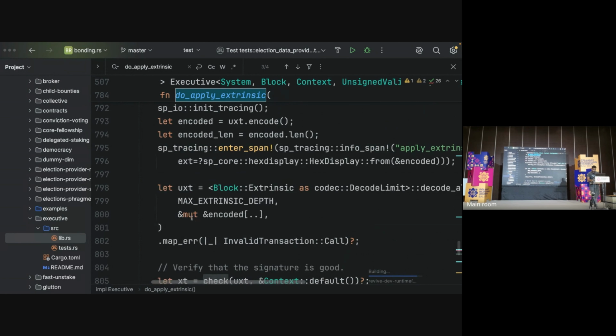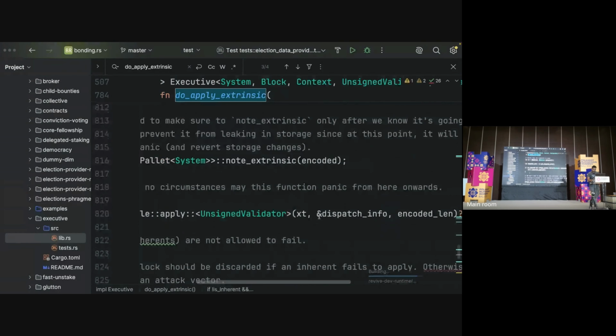Let's see. We apply, the first thing we do is apply some inherents. Have we talked about the inherents? Does anybody know what inherents are? Inherents are like unsigned extrinsics. It's the validator who is the author of a block who can put some inherents. We are noting the extrinsic. Can I add something?